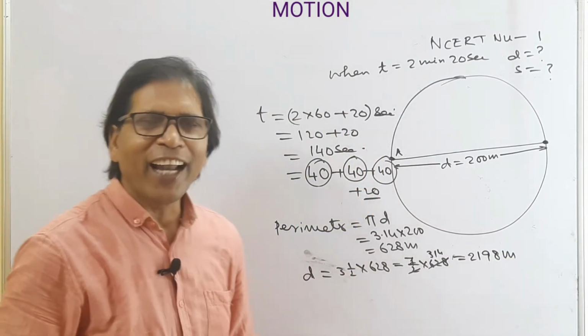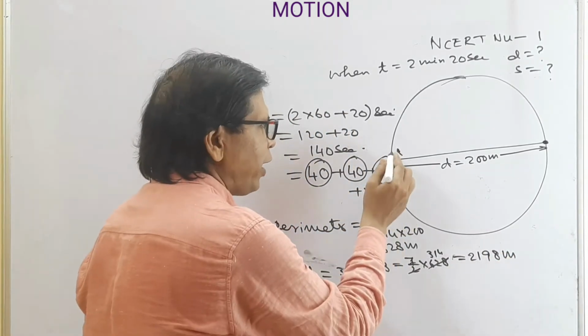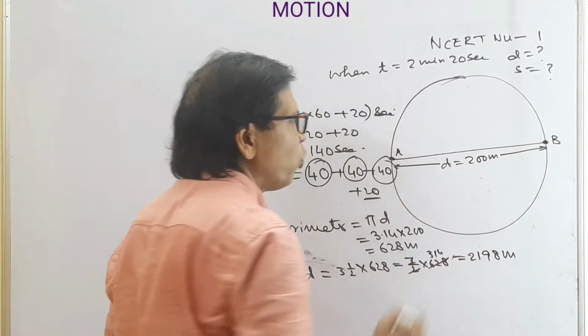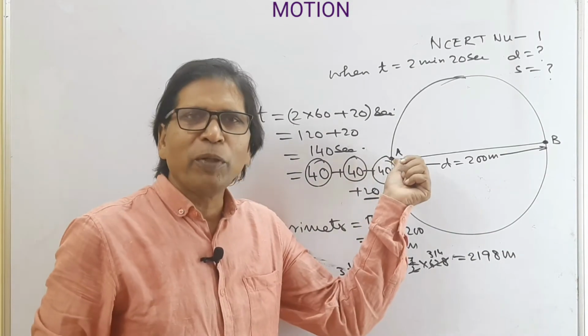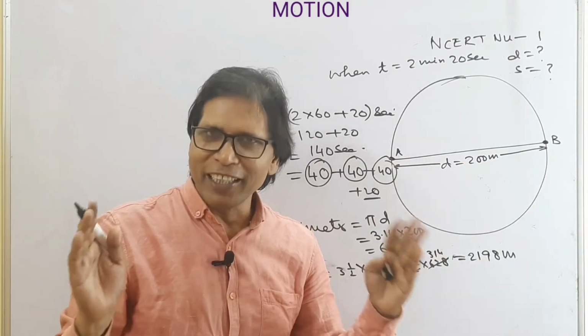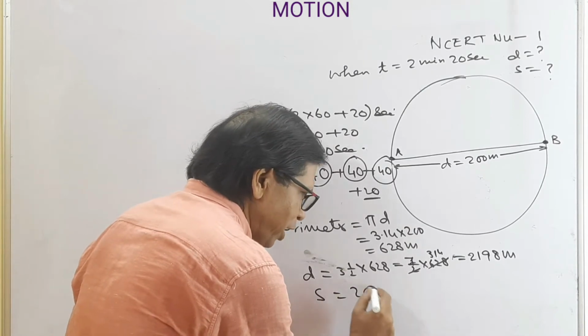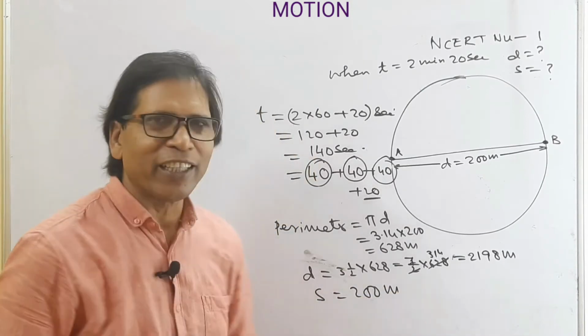Okay. Now displacement. The athlete has initial position A and final position B. The shortest distance between these two points is the displacement. So displacement is equal to the diameter, that is, 200 meter.